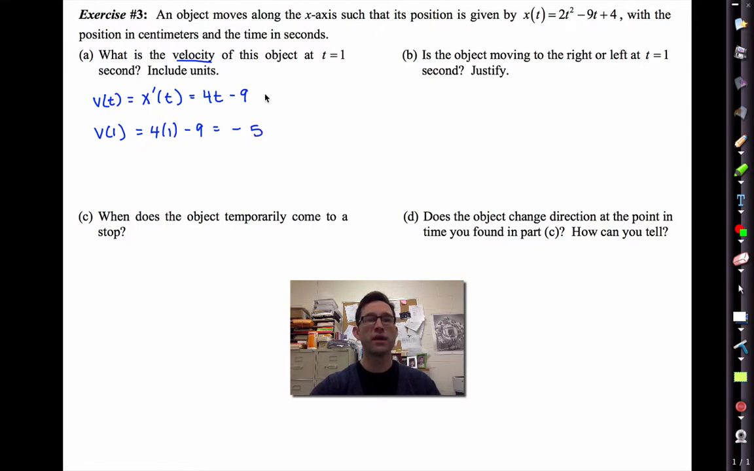I need my units, right? This is the change in position divided by the change in time for infinitesimal. Centimeters, seconds, so centimeters per second. All right. Is the object moving to the right or the left at t equals 1 second? Justify. Pause the video again.